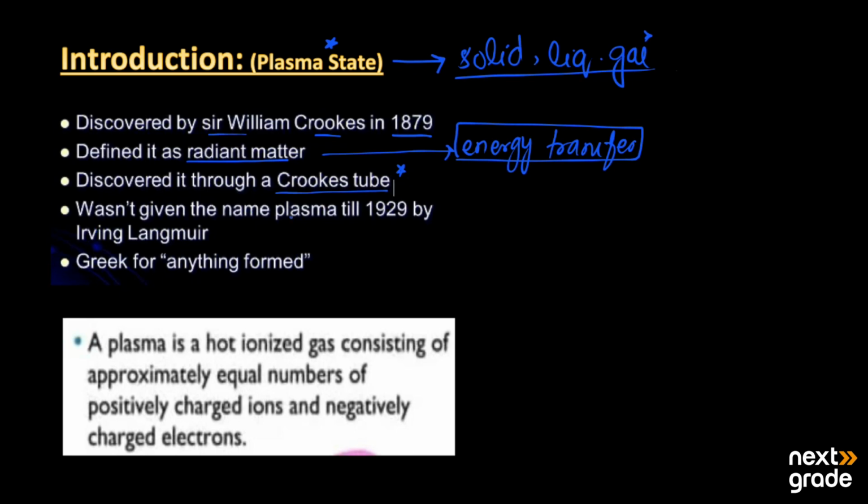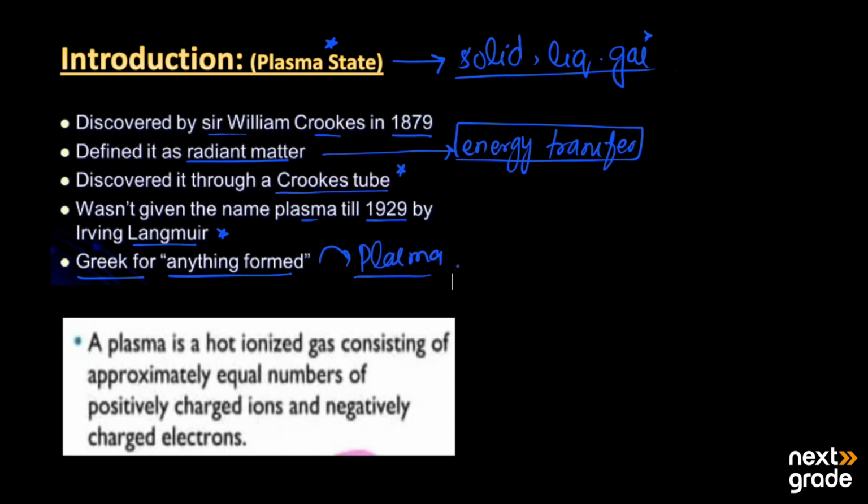It wasn't given the name plasma until 1929, by Irving Langmuir, a scientist who proposed the name. The word plasma is basically Greek, and its meaning is "anything formed."